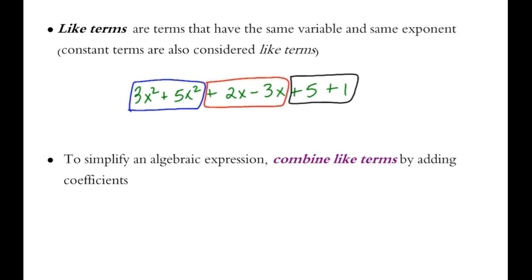So to simplify any algebraic expression, you're just combining the like terms by adding their coefficients together. So 5x squared and 3x squared is 8x squared, plus 2x minus 3x ends up being just minus x, and then 5 and 1 ends up just being 6. So you've simplified it down as far as you can by combining all of the like terms.